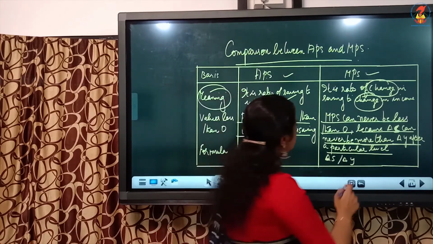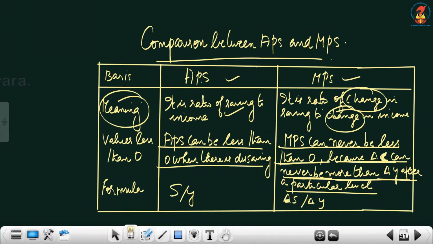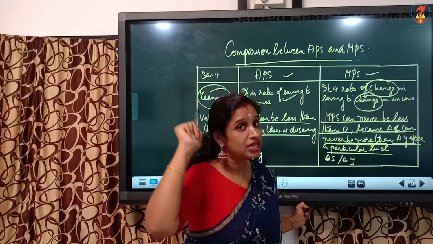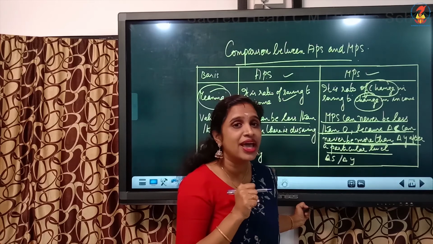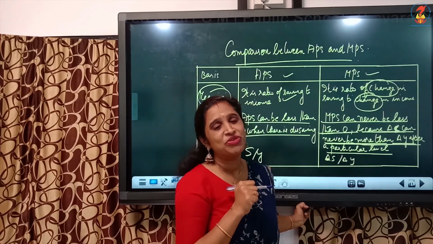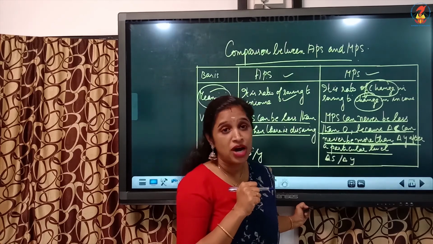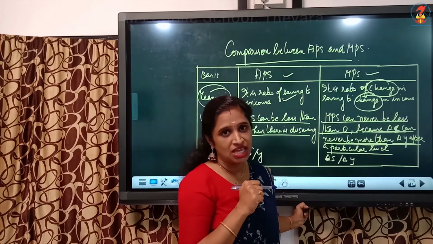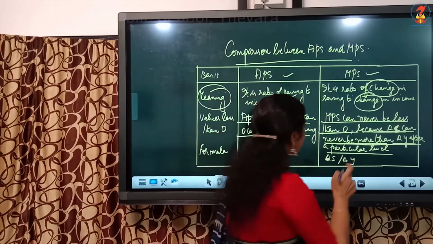Therefore, MPS can never be 0, because change in the consumption can never be more than change in the income. The concept of MPC comes in here for explaining the concept of MPS. When the income increases, consumption increases, but less than the increase in the income. Why are people doing this? For saving. A part of income is used for saving. That is why I have written it here like that.